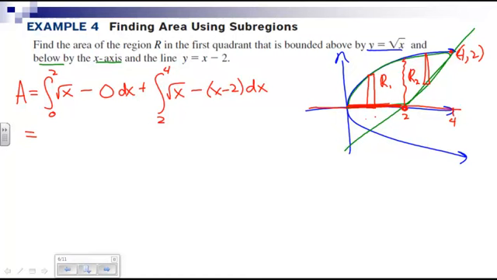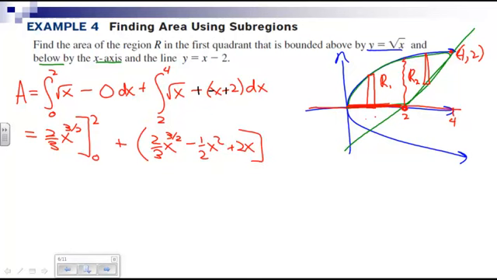The antiderivative of x to the 1/2 is 2/3 x to the 3/2. We've done that problem so often that it's coming faster. And we're going to evaluate this from 0 to 2. And then over here, we're going to have, again, 2/3 x to the 3/2. Oh, let's distribute these negative signs through before they screw us up. Minus 1/2 x squared plus 2x as evaluated from 2 to 4.